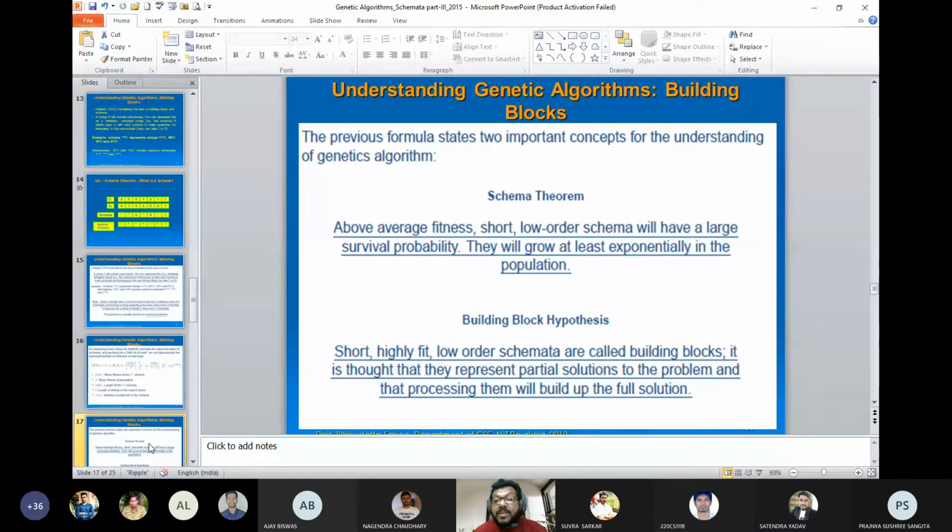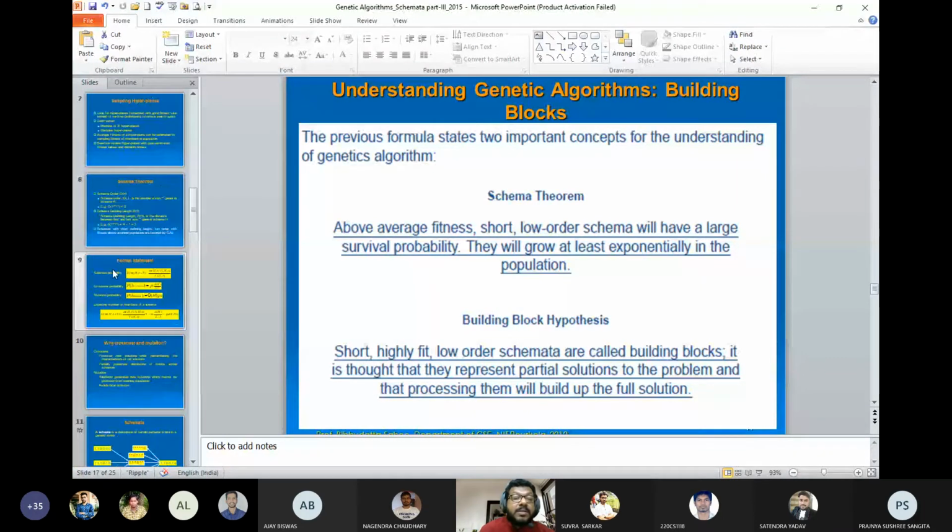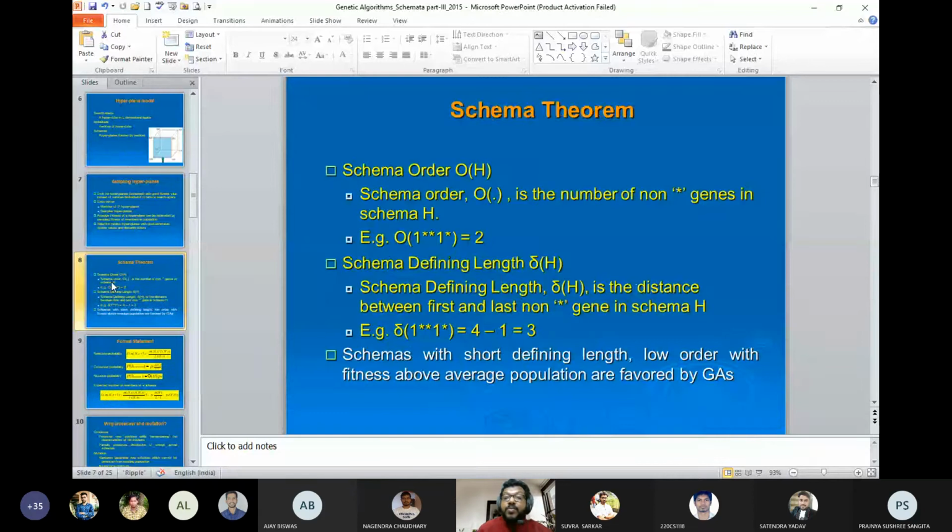So let us look into low order. If we look into the order calculation formula, we are calculating the order. When the order should be low, that means there must not be many bits which are to be fixed. There should be a minimum number of bits to be fixed. Suppose I look into a string of 10 characters and I want the order to be minimum, then definitely 2 bits have to be one, and the other bits have to be star. So this is one of the criteria.